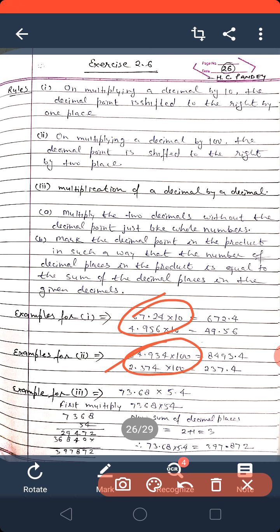Firstly, we multiply 7368 into 54 without decimals. When we multiply 7368 by 54, we find 397872. Now we see the sum of decimal places. Decimal places in the first number are 2 and in the second are 1. Then the total decimal places are equal to 3. So our value is 397.872, with the decimal point at the third place from the right.